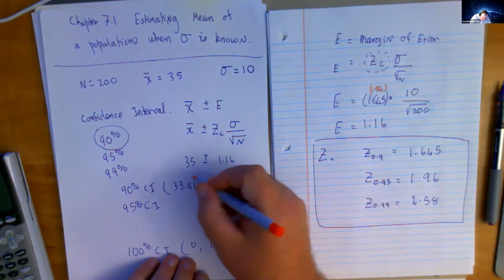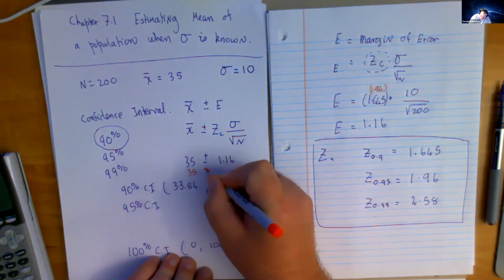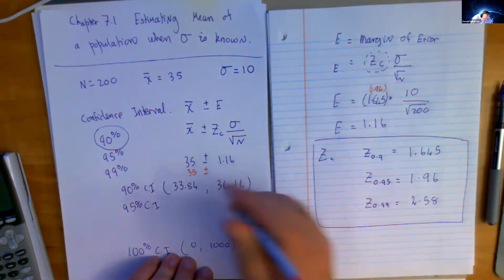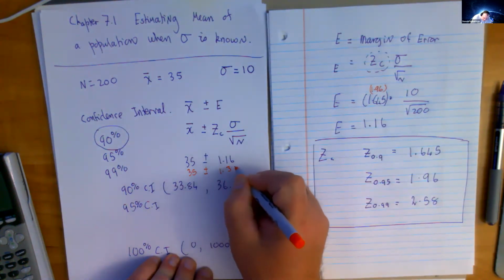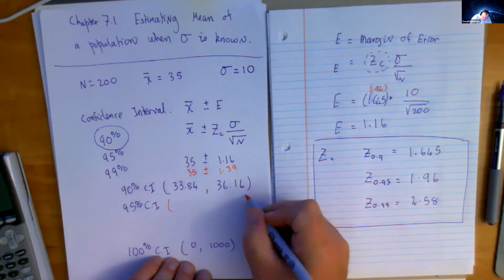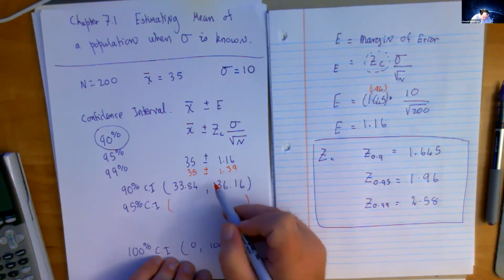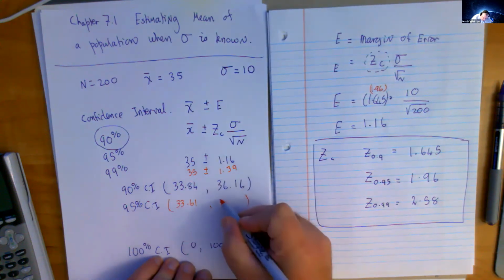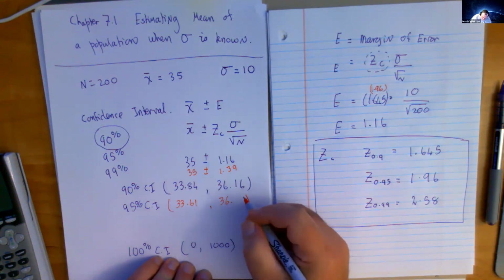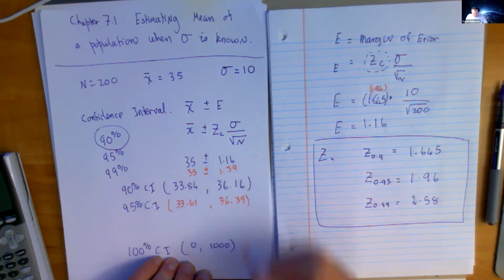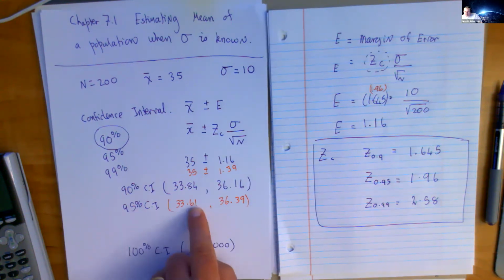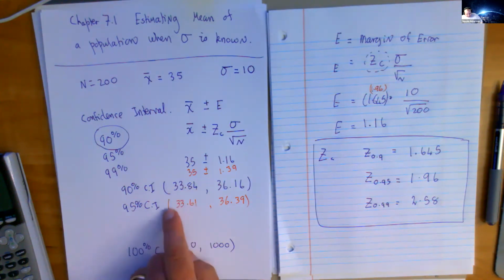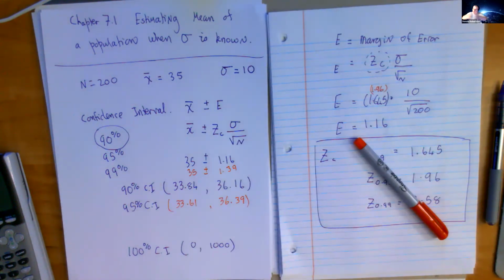So this guy here would become 35 plus or minus, not this number anymore, but 1.39. Well, that would give me 35, take away that is 33.61, and add it on is 36.39. Do you notice that this interval is a little bit bigger than that one? I mean, this one starts at 33.8, and this one starts a little bit further to the left at 33.6, and doesn't the other one start way over here, so the interval is bigger?